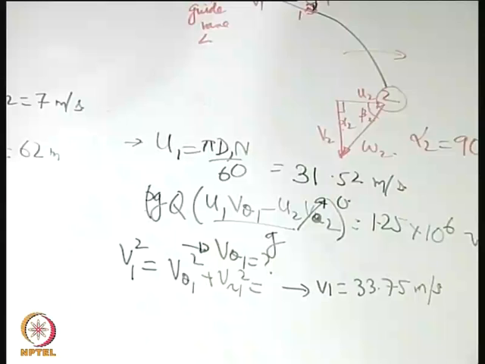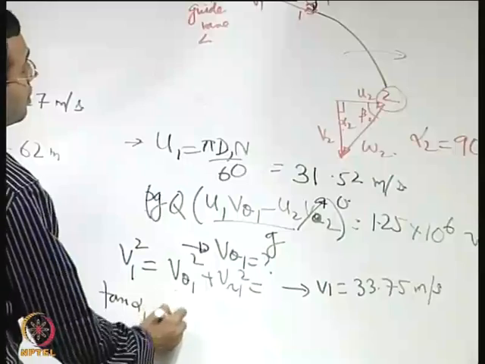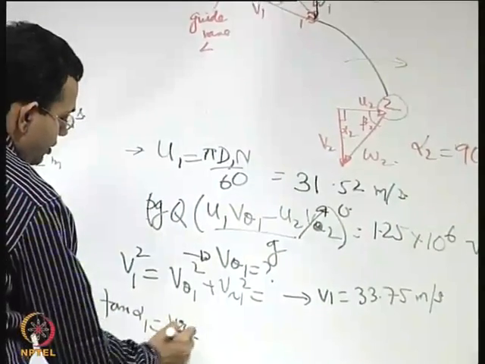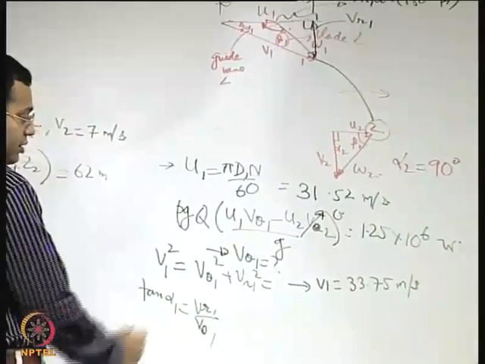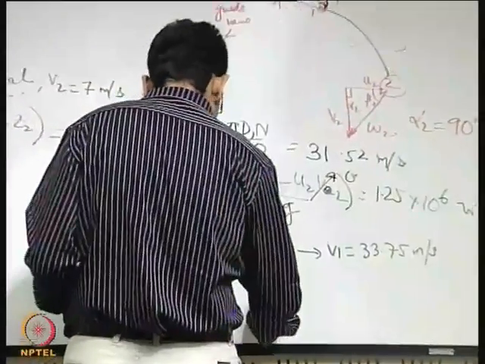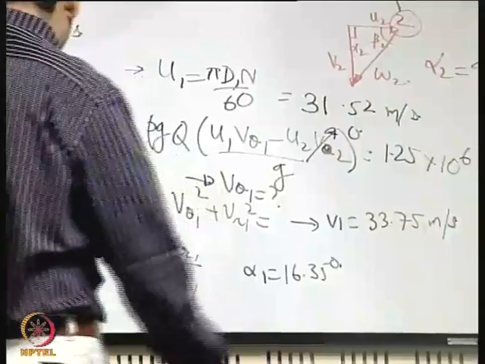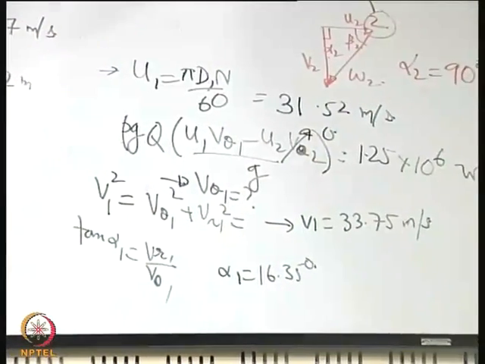So from here you can find out the guide vane angle. How do you find out the guide vane angle? So tan alpha 1 is what? Vr1 by v theta 1, right? So from here you can find out the guide vane angle. So the alpha 1 is 16.35 degree.